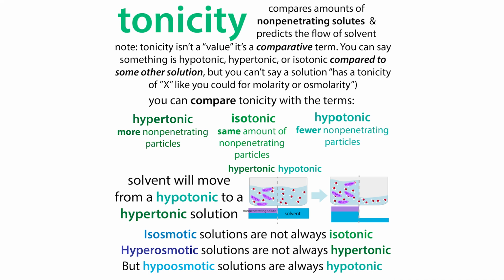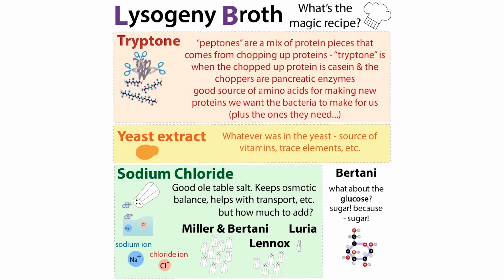And so by adding table salt outside, we're increasing the amount of stuff out there. And this is going to help make it so that the water is not flowing in and making the cells swell up. It's also going to help with transport and other things. And different recipes are going to vary in how much salt there is. So Miller and Bertani, they have a high salt. Lennox is also going to be higher, and then Luria is going to be lower than your Lysogeny broth.